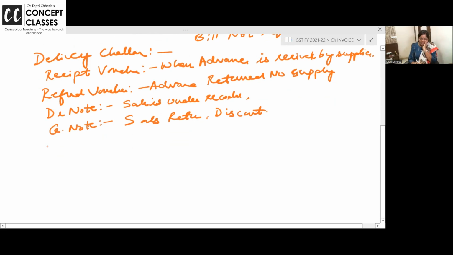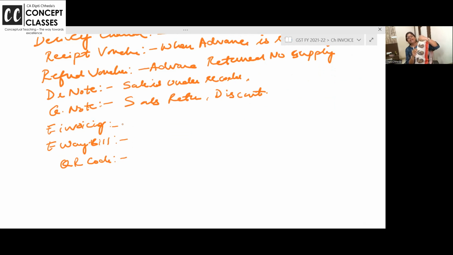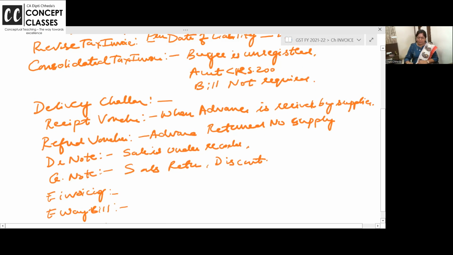And then we have e-invoicing, the latest edition, e-way bill, and QR code, dynamic QR code. You know, when you scan a QR code, the bank name and bank details come automatically on the QR code, and the payment goes directly into your bank account. So these are all the documents we are going to do.